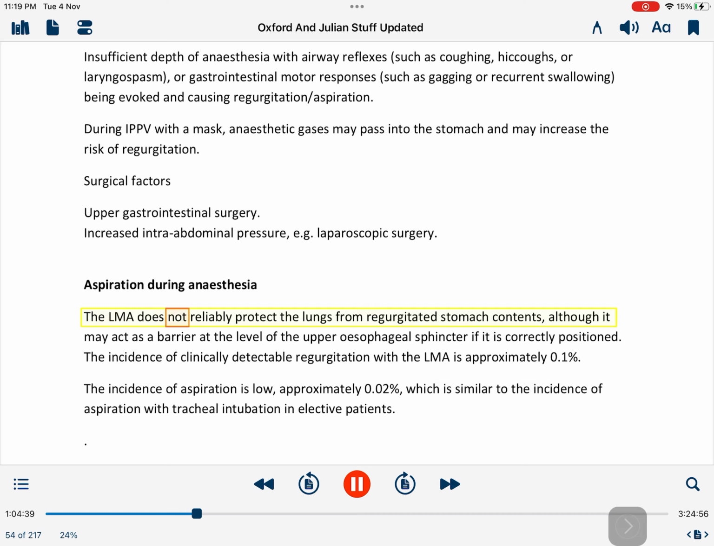Aspiration during anesthesia: the LMA does not reliably protect the lungs from regurgitated stomach contents, although it may act as a barrier at the level of the upper esophageal sphincter if it is correctly positioned. The incidence of clinically detectable regurgitation with the LMA is approximately 0.1%. The incidence of aspiration is low, approximately 0.02%, which is similar to the incidence of aspiration with tracheal intubation in elective patients.